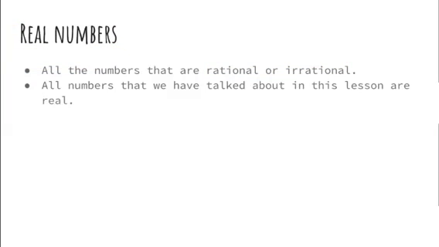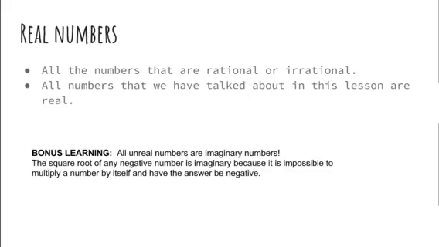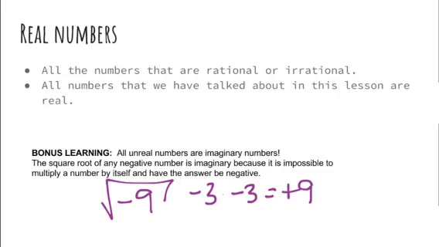Just as some bonus learning, all unreal numbers are imaginary numbers, kind of like those friends you had when you were a kid. For instance, the square root of -9. That is imaginary, not irrational. This is imaginary because there's no number that you multiply by itself to get -9. Okay, -3 times -3, that's going to give you a +9. So this is equal to 3i, imaginary. Okay, but again, that's just bonus learning.